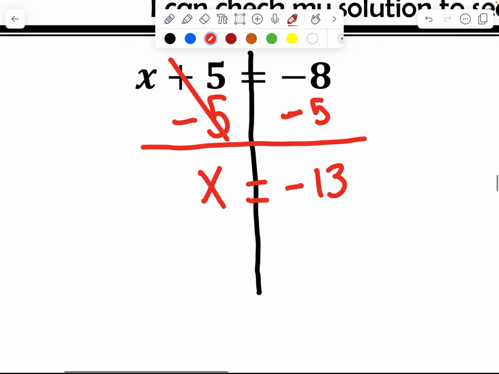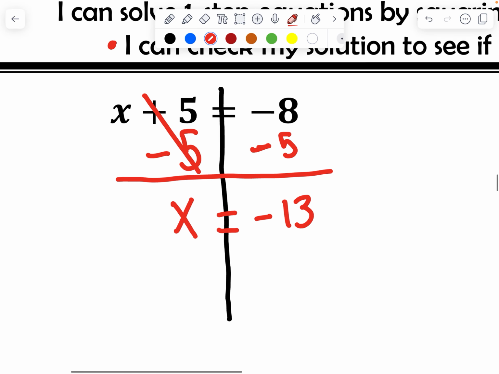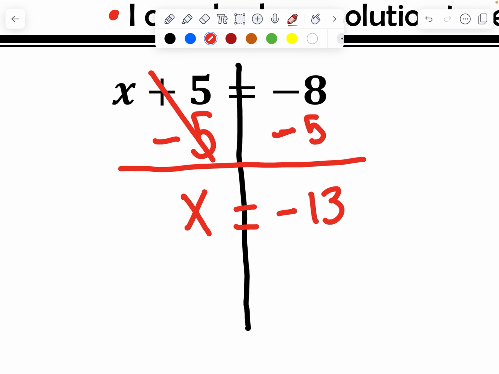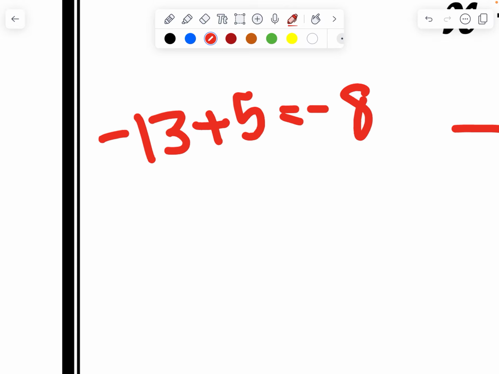Now, we could also check to make sure our answer is correct. You guys can end every one of these problems feeling confident that you're correct, because we can check our solutions, which is what the third learning target was here, checking our solutions. All that means is we take our answer and we plug it back in and we see if it's correct. So to check our solutions, we would get rid of the x and put negative 13 there, plus 5 equals negative 8. And we would double check to make sure that this is true.